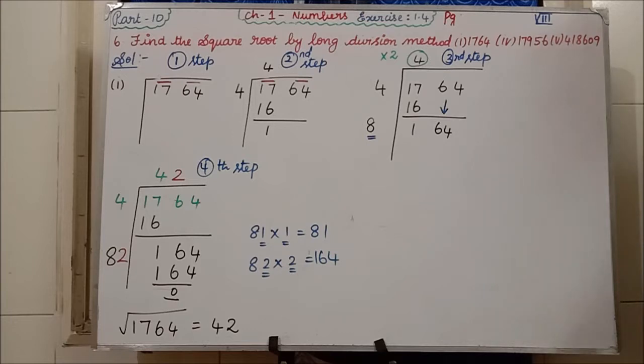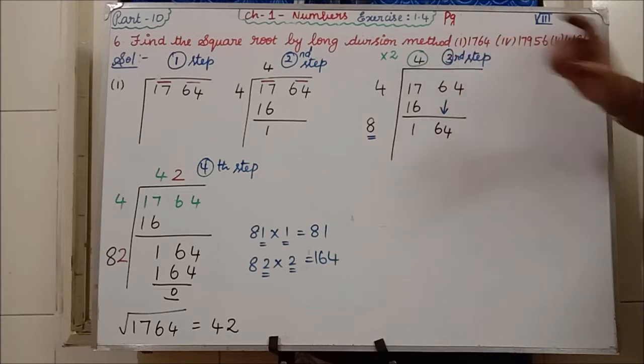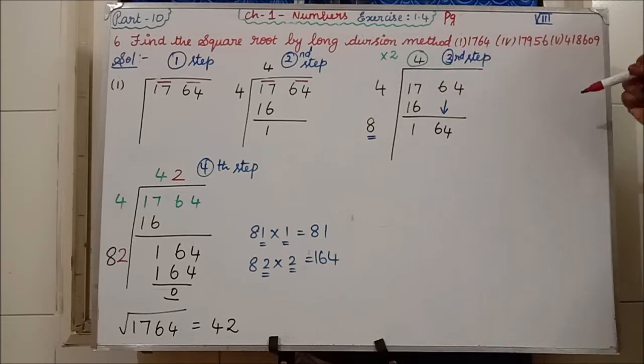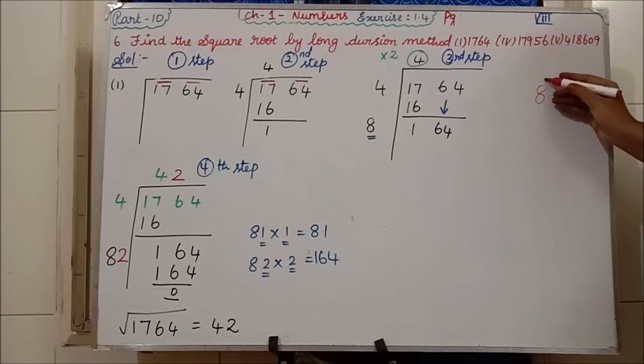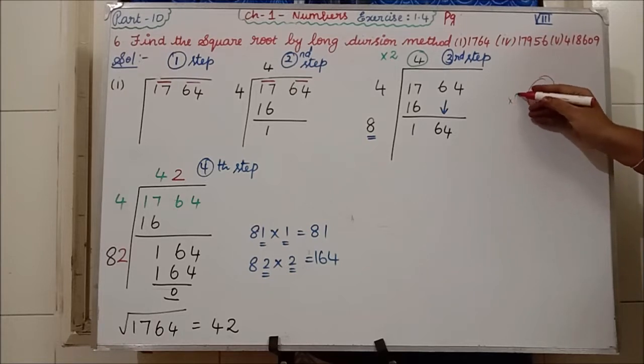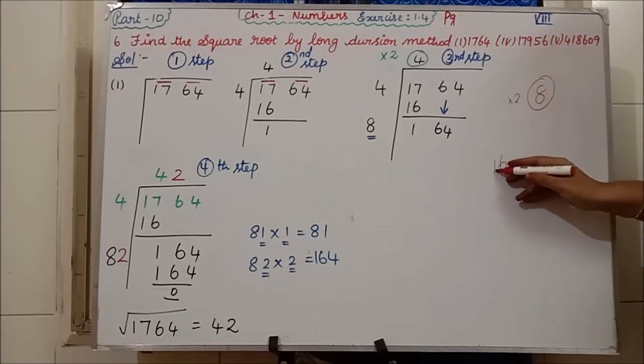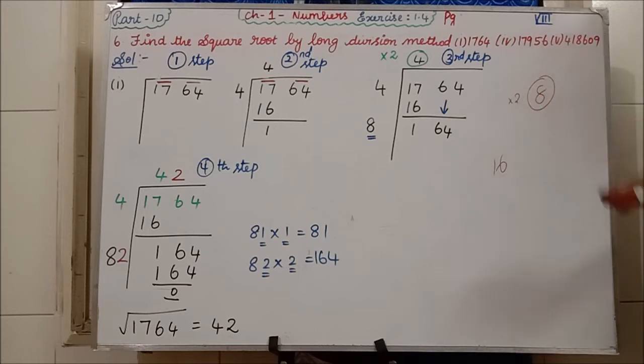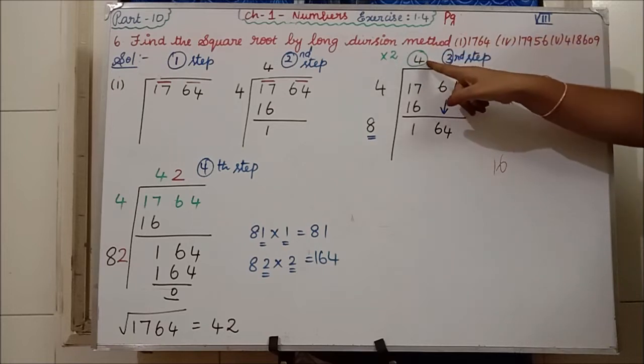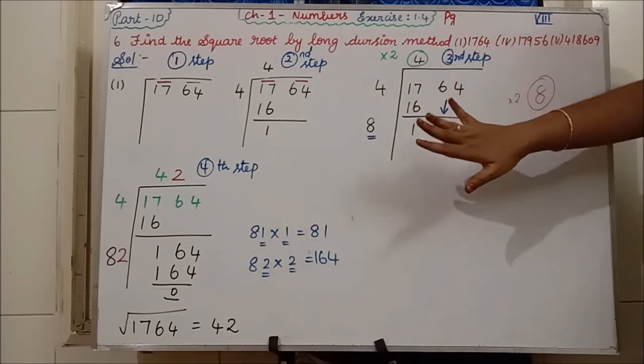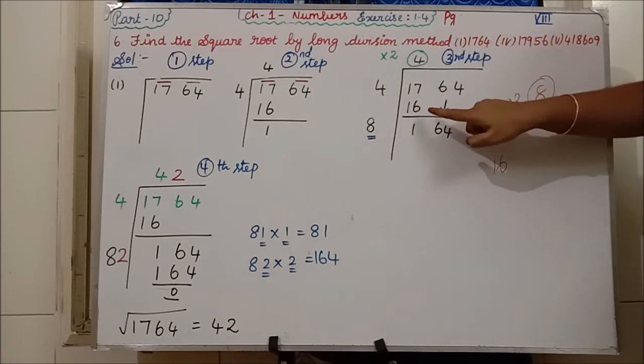Clear? Students, what procedure we are following here, the same procedure we will be following for all long division. Clear? So 4 here. Suppose instead of 4 you have 8, what you have to do? The same 8 you have to multiply with 2 and write 16. 8 2s are 16. Okay? Now, after multiplying with 2, 4 2s are 8, we have written. Then 17 minus 16 is 1.